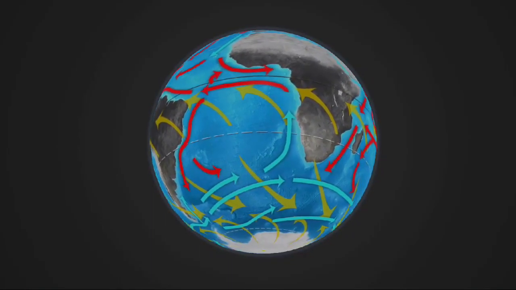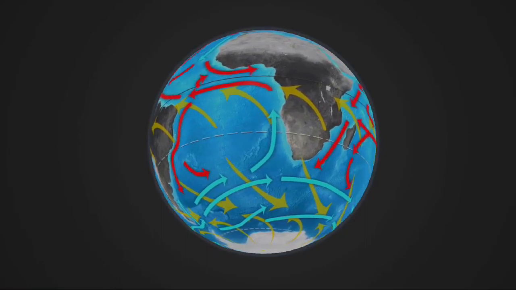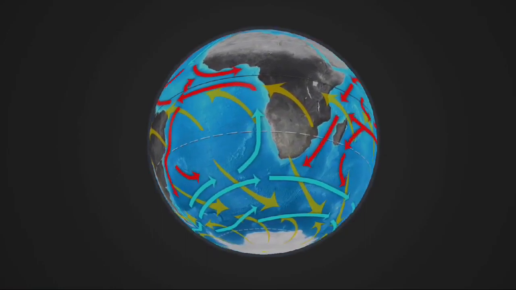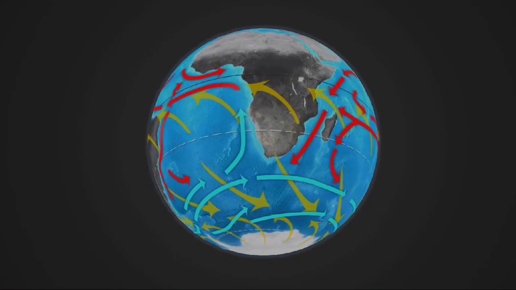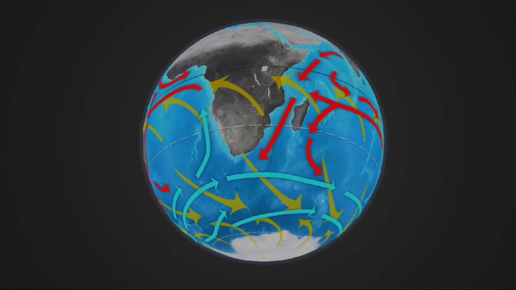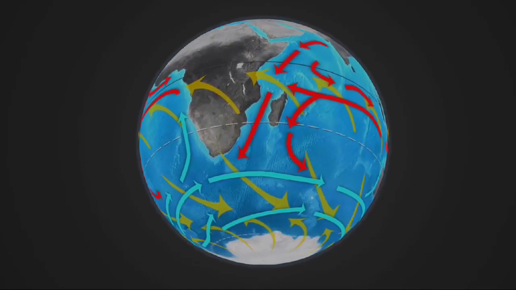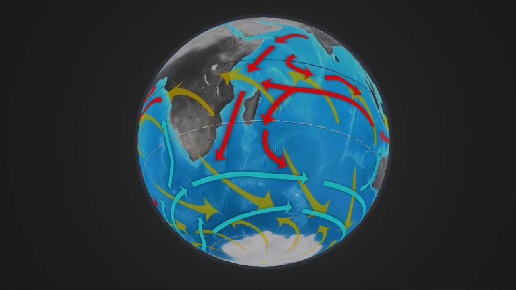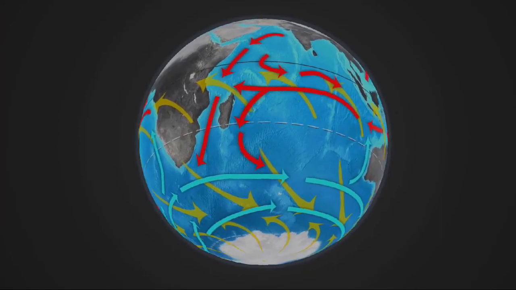Currents that move from the equator toward the geographical poles and carry warmer water than the surrounding waters are called warm ocean currents. Currents that travel from the geographical poles toward the equator and carry water that is colder than the surrounding waters are called cold ocean currents.